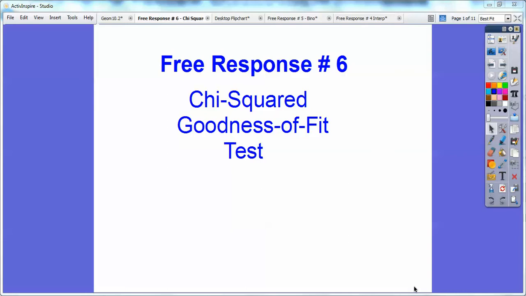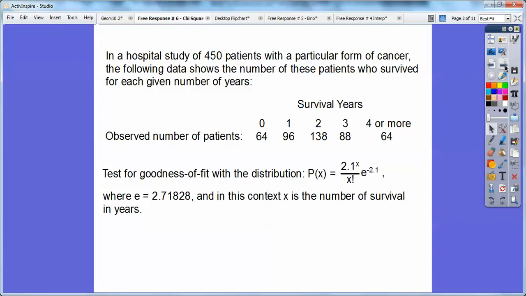Hey folks, Mr. Bullock here, and this free response AP statistics question is one that involves a chi-squared goodness of fit test. This is where we have to have the observed counts and the expected counts, and then our formula. I'll go over that in just a second.